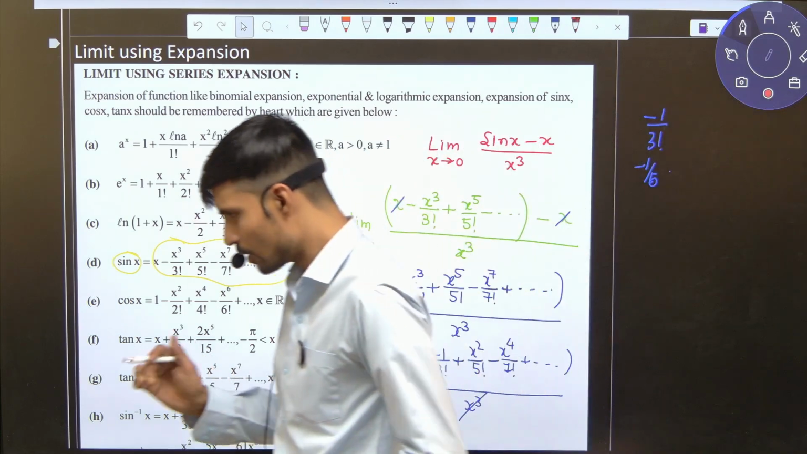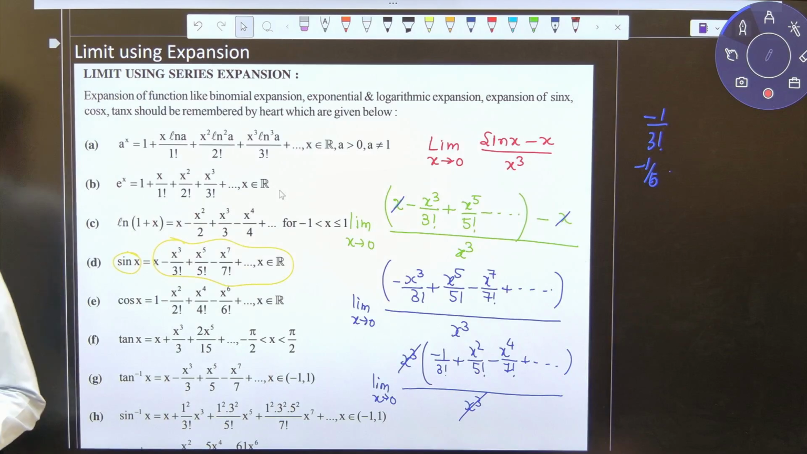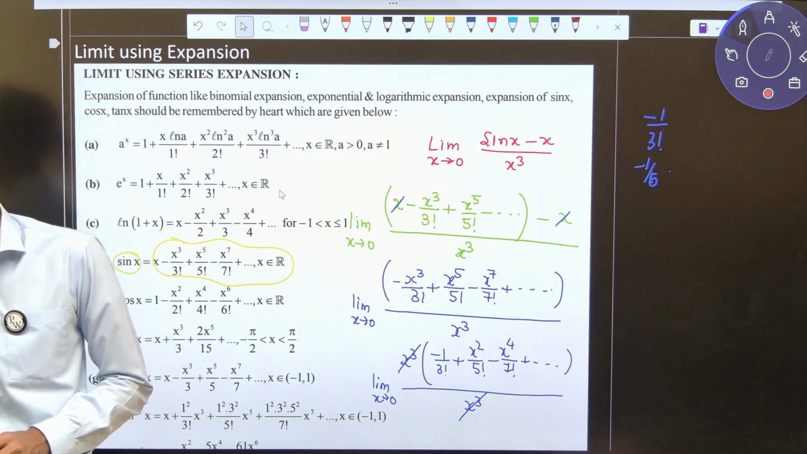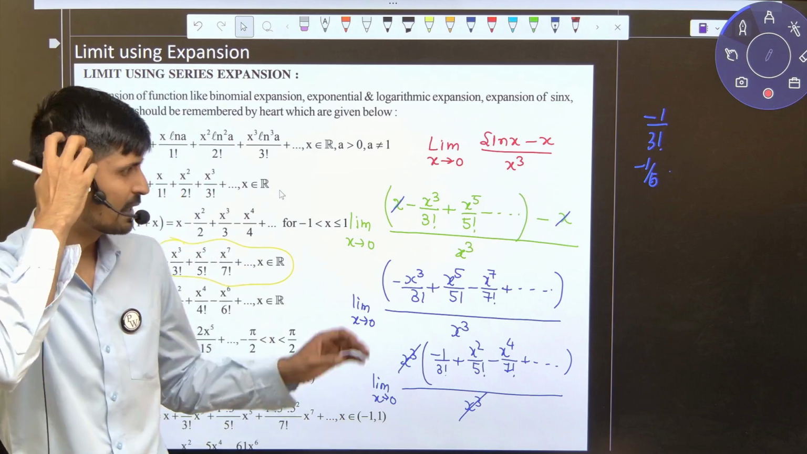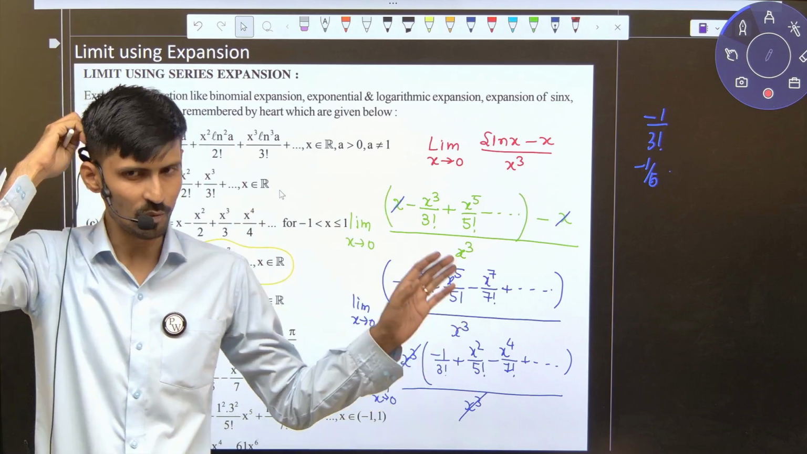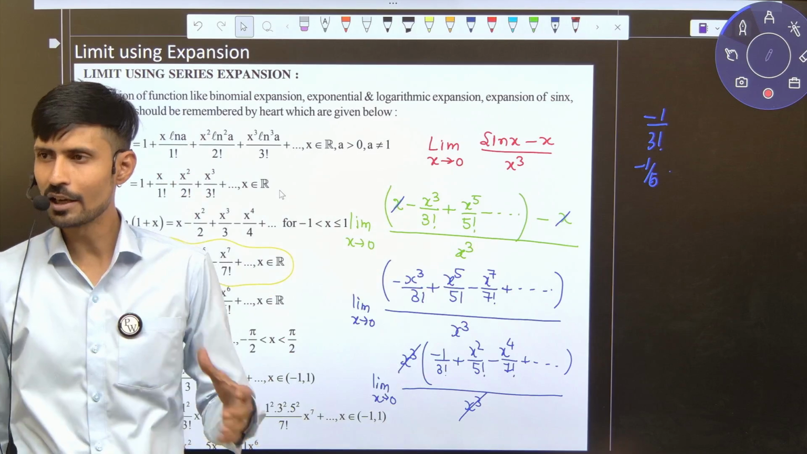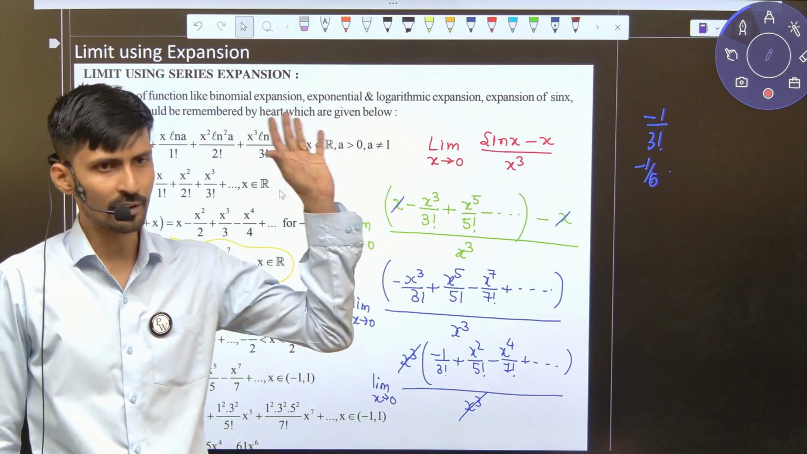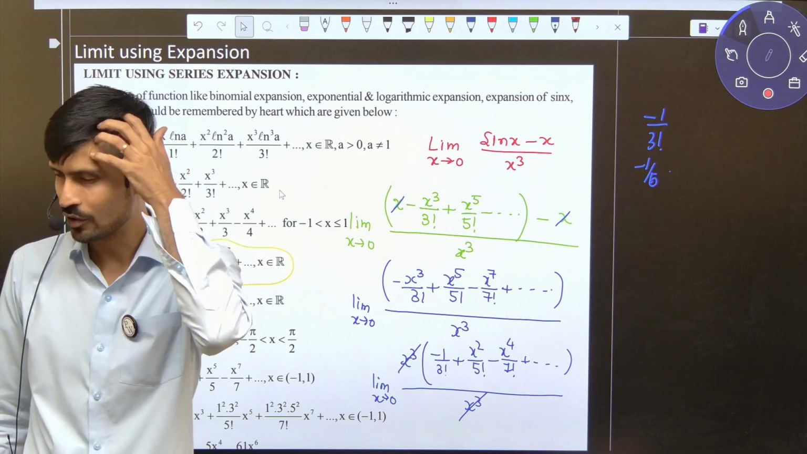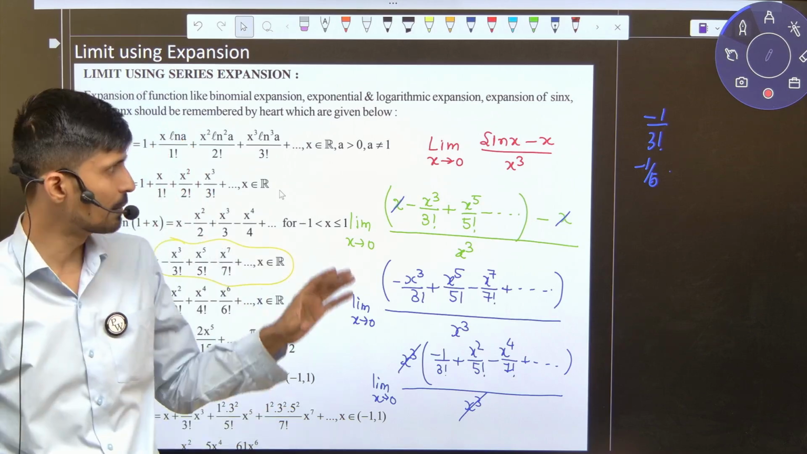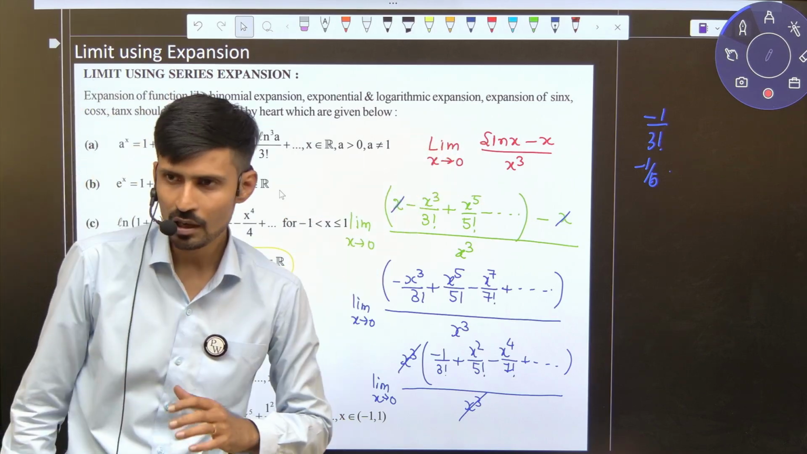Okay. Now let's do the analysis of this question. Why did we apply this expansion method in this question? Why can we not solve this question with a proper sin x formula or something? So first we'll remember the steps: if some limit question is there, how will we approach it?